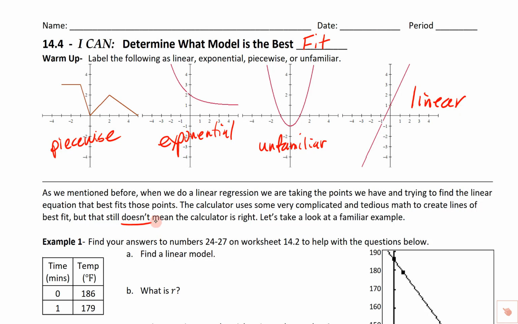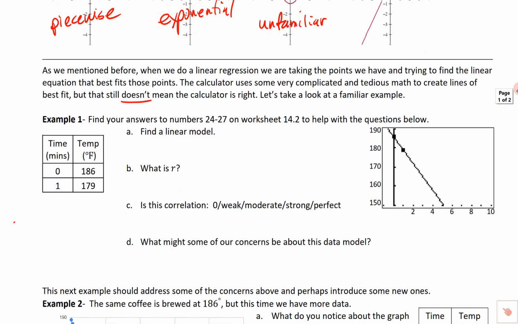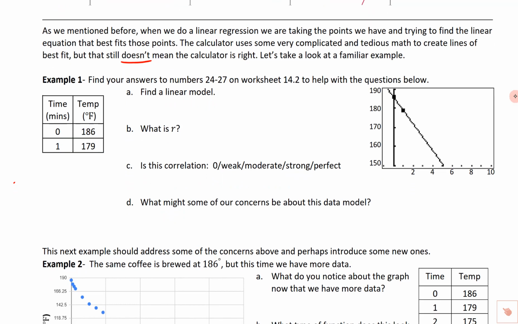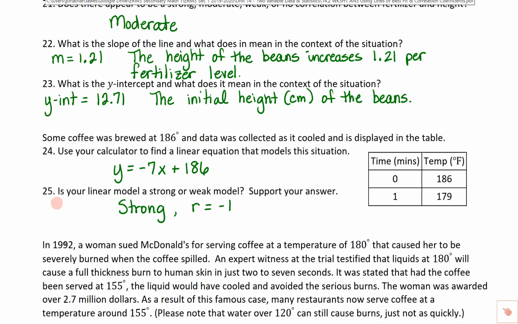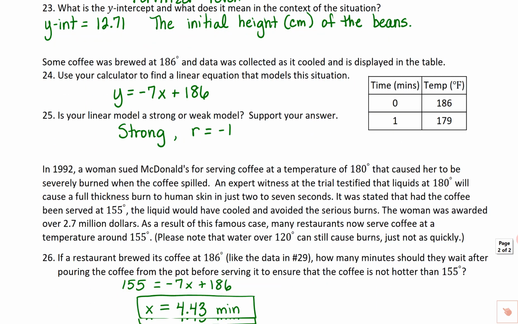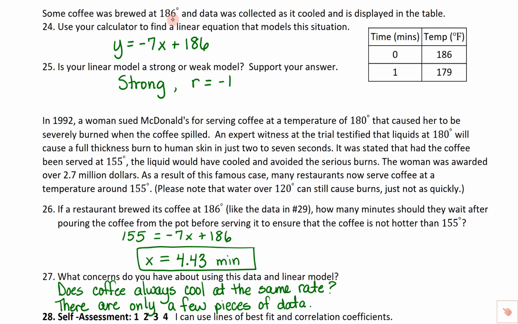And what we're going to do in order to establish that is we're going to take a look at a familiar example. So I'm going to slide down here and we're going to look at example number 1. It says, find your answers to numbers 24 through 27 on worksheet 14.2 to help with answering the questions below. So this data should look familiar. I'm going to go ahead and pull up 14.2 right now. So this is 24 through, let me slide down here so we can see 27 also. So this is that hot coffee problem where it was brewed at 186 degrees, and if they serve it too quickly and it spills, it might burn somebody.